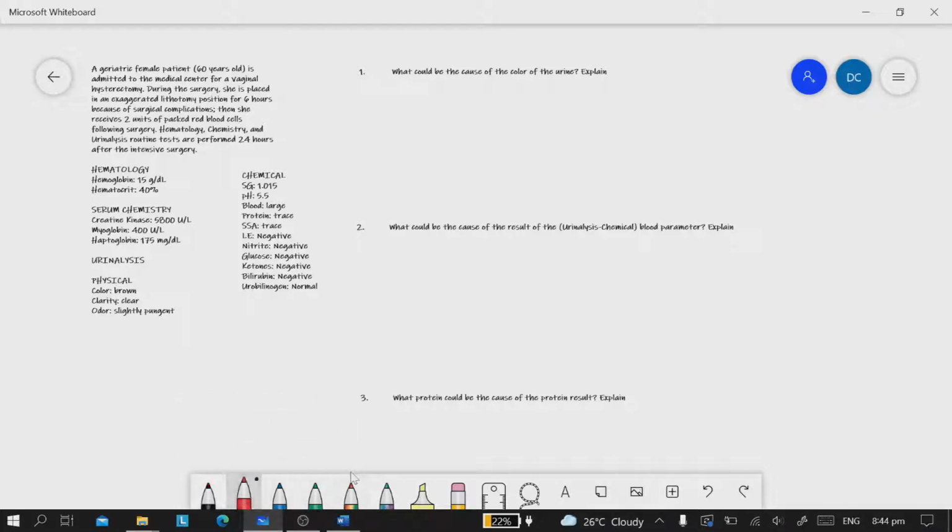So, let us highlight the most important point here. I believe that would be the exaggerated lithotomy position.